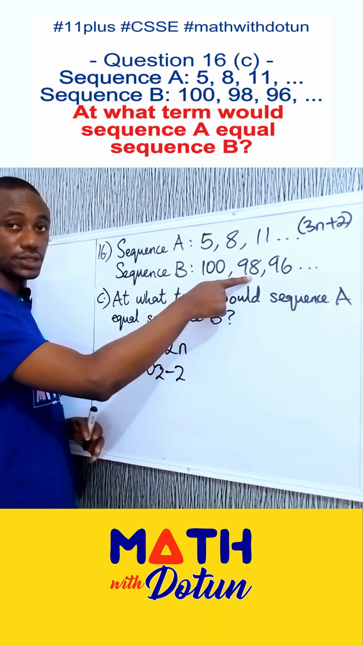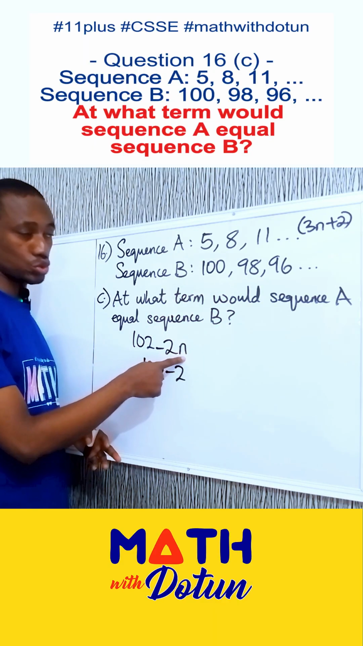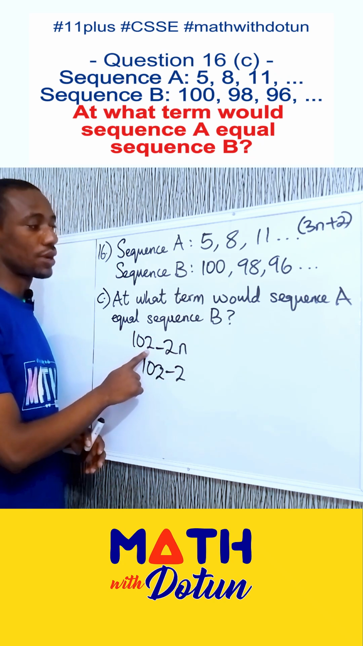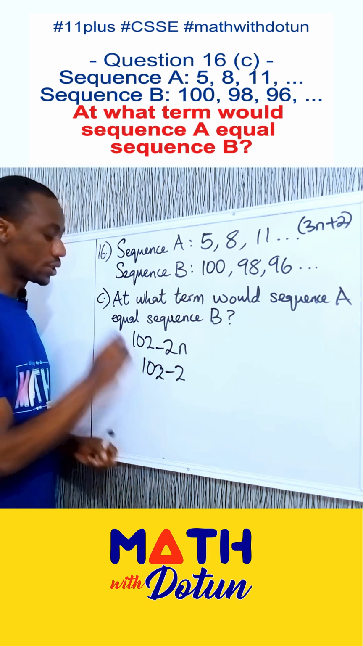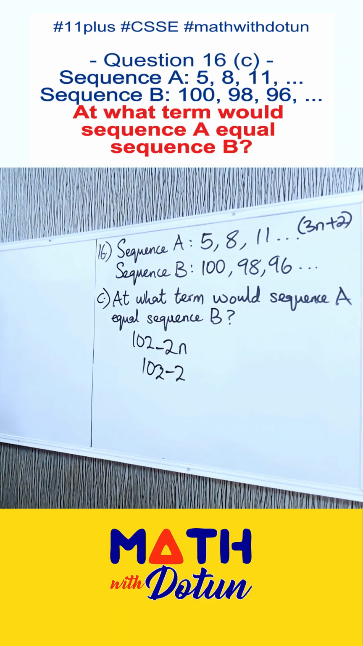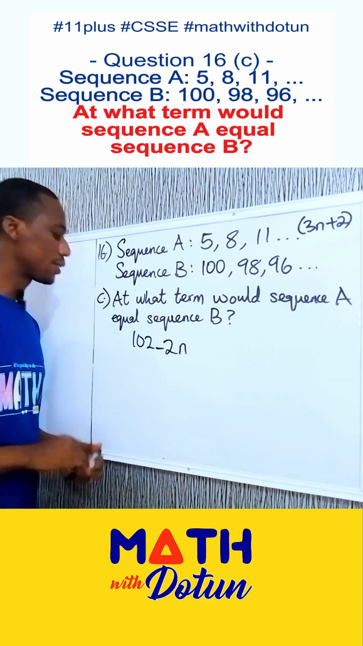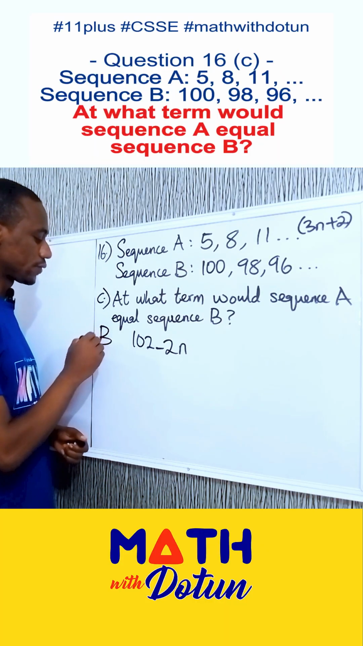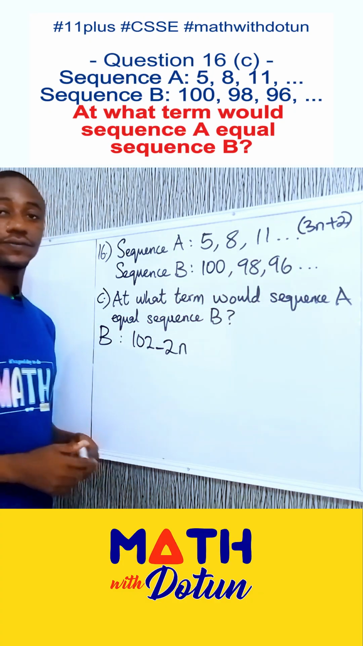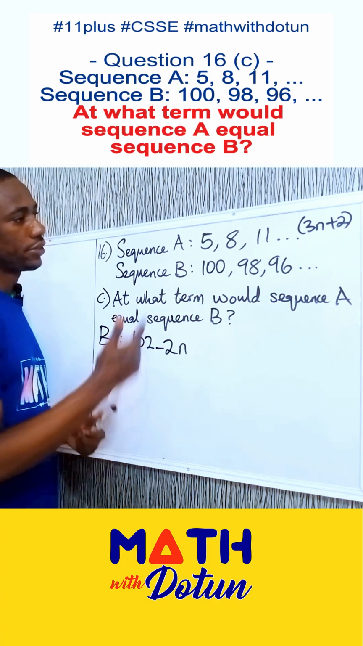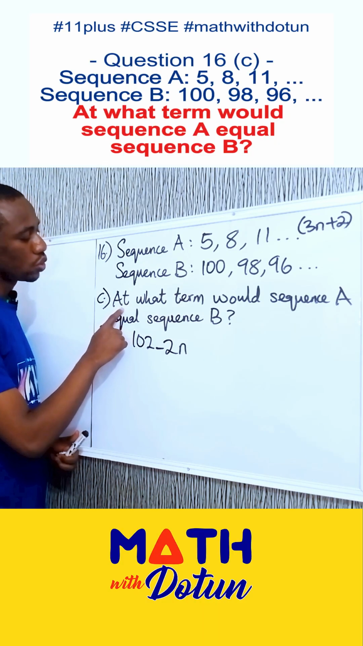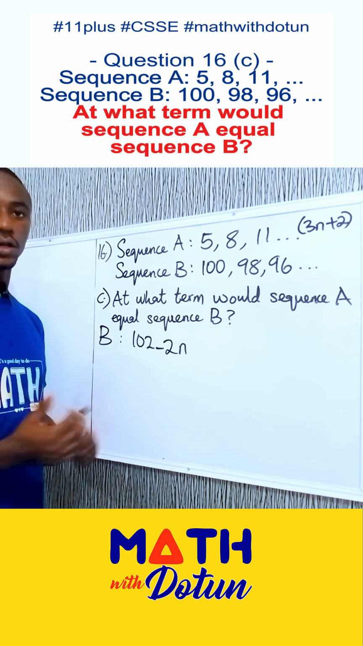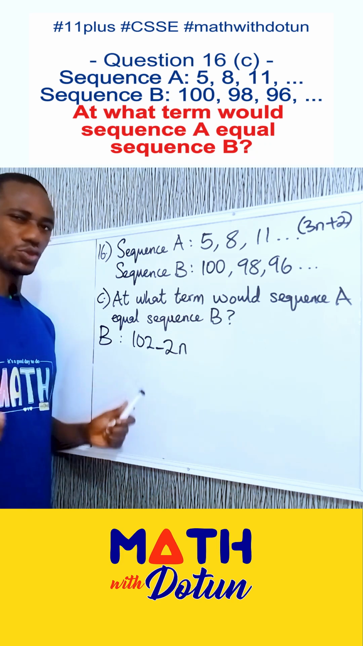We can confirm with the second sample. So if you have n as 2, for the second term rather, 2 times 2 is 4. 102 minus 4 gives you 98. So that is the nth term. Now that we have the nth term for sequence B, and we also know that the nth term for sequence A is 3n plus 2, for us to know at what particular term sequence A and sequence B will be equal, we have to equate the two nth terms.